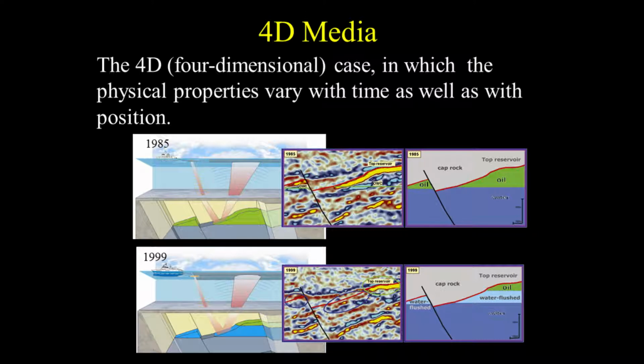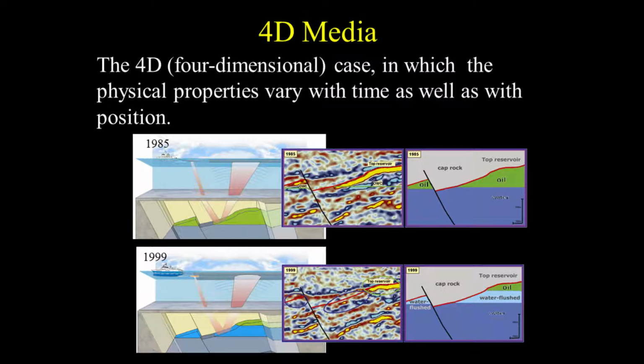In this figure, the time variable takes only two values, 1985 and 1999. The 1999 survey, shown at the bottom, clearly shows the effect of production when compared with the baseline survey of 1985, which is shown at the top. The change in the seismic reflection strength of the top of the reservoir is related not only to the saturation change, but also to the original oil column height.